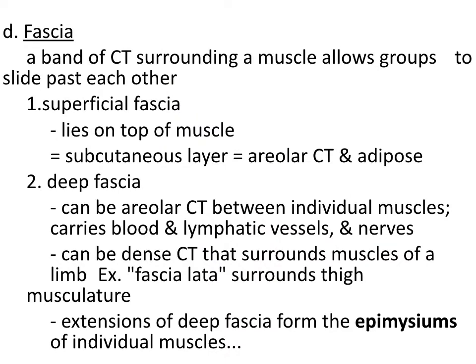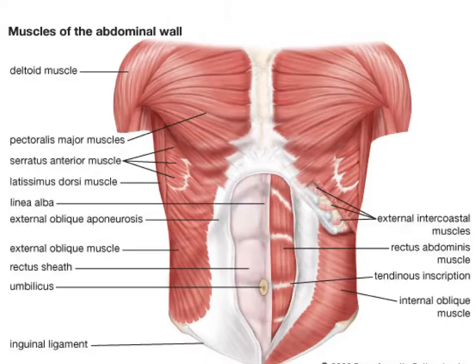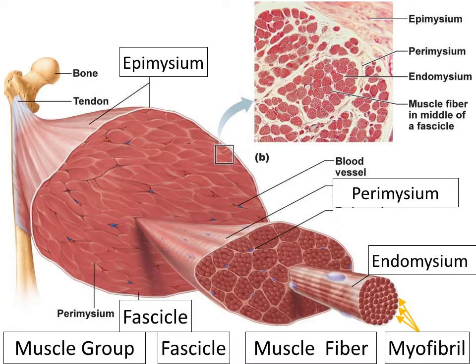Well, we have different types of fascia. We have superficial fascia and we have deep fascia. We'll skip here to slide 18 and take a look at this. It's important for you to know these terms, the different levels of organization, and to know their order.